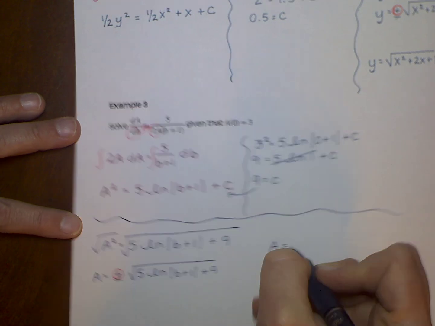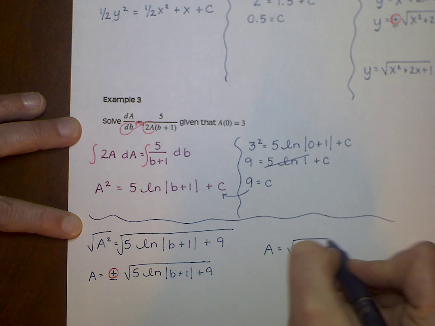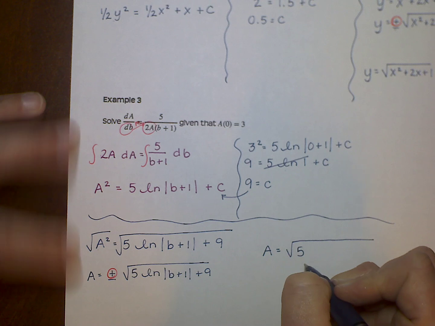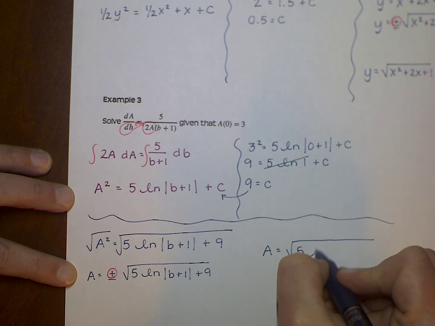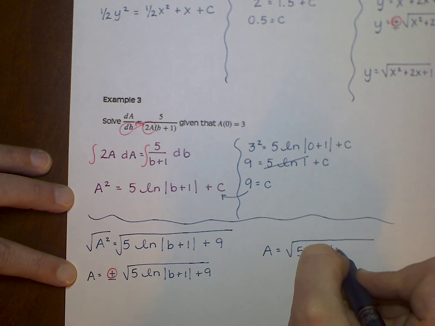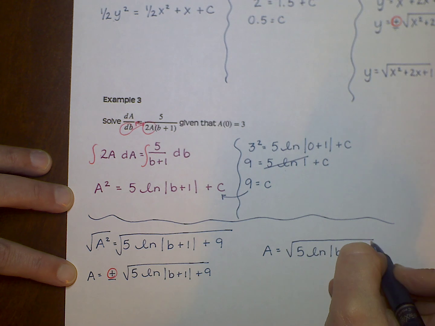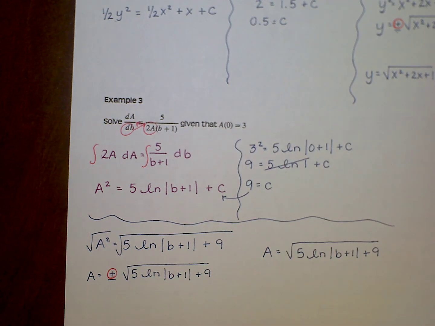So my final answer here would be the positive version of this. 5. And by the way, if you don't want to write it twice, you don't have to. I just kind of write it that way so you can make sure you're thinking about it. And that there, my friends, is the antiderivative.